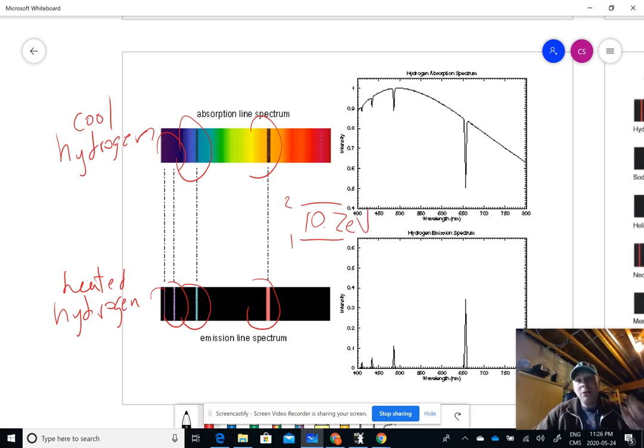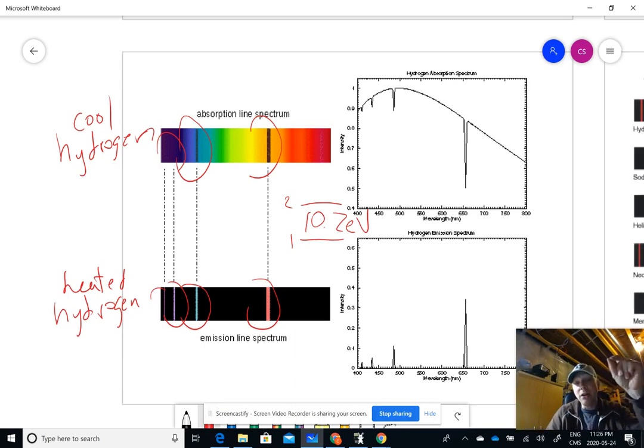So if you have energy that is 10.2 electron volts passing through this cool hydrogen, the electron in the first energy state is going to take that energy and move to the second energy state, and then we're going to lose that. And so we're not going to have that energy go through, and you'll have a black or dark line.